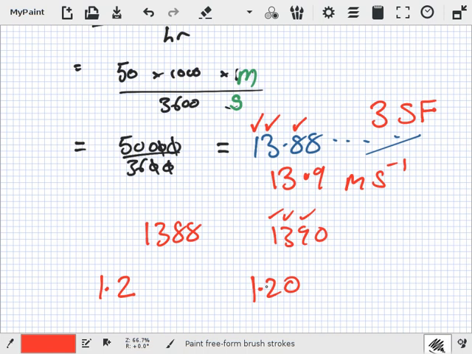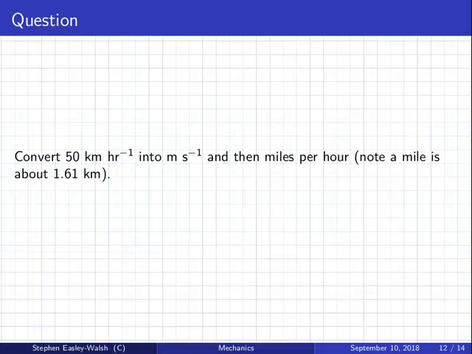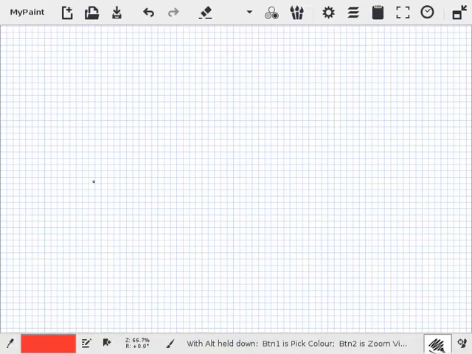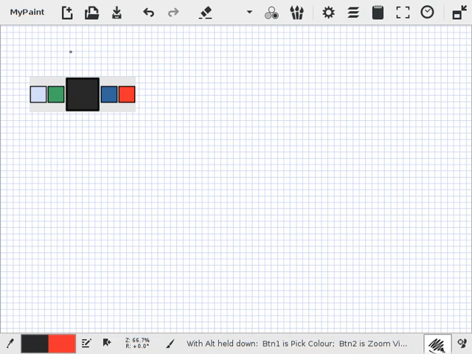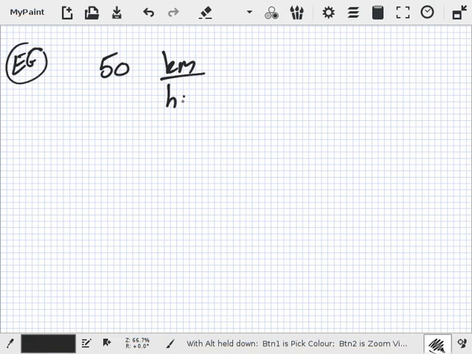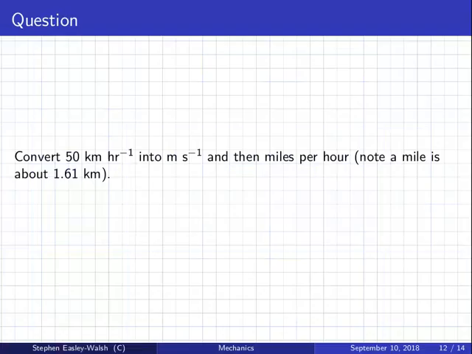I said I want it in miles per hour. And I said a mile is 1.61 kilometers. So let's have a look at doing that now. So, next example. 50 kilometers per hour. That's actually good because we're already half finished. We already have hours. The only problem now is we need miles on the top, not kilometers. Well, how can we figure that? Because we need 1.61 kilometers to have a mile.